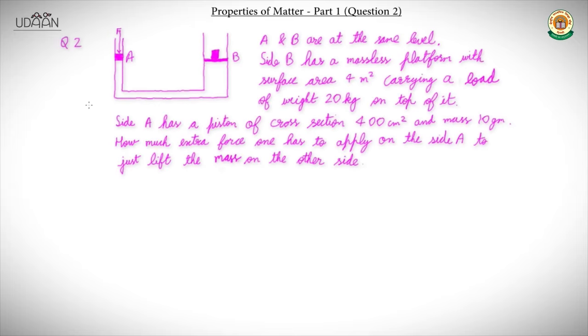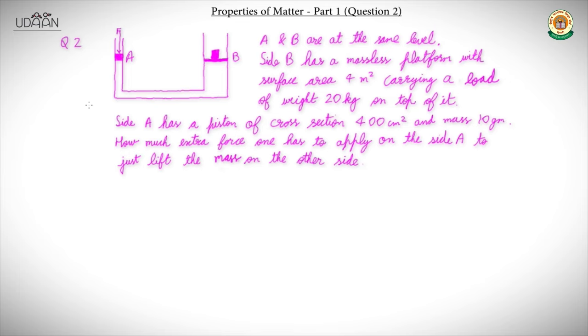Question 2. The experimental setup is given as shown. We have A and B being on the same horizontal level. Side B has a massless platform with an area of 4 meters square with a load of 20 kilograms on it. Side A has a piston of cross-sectional area of 400 centimeters square with a mass of 10 grams. The question demands that we find the extra force one has to apply on side A to just lift the mass on the other side.